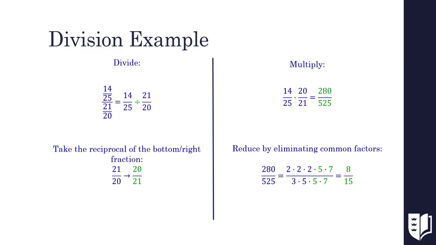The same must be done for the denominator, which factors into 3 times 5 times 5 times 7. Note that the numerator and denominator share the factors 5 and 7. Because they are shared, we can cancel them. After multiplying the remaining factors, we get our new fraction, which is 8 over 15. And now we can't do anything with this because 8 and 15 don't share any common factors.